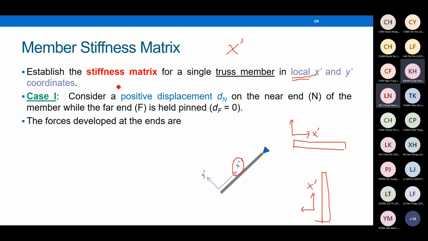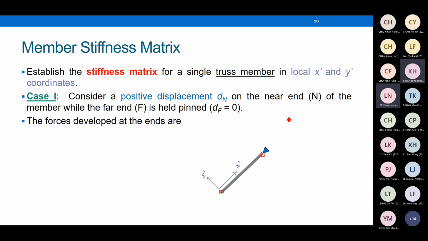How to derive the stiffness matrix? How to derive the equation for a truss member? We would like to apply the principle of superposition. We use superposition. We break down the problem into two cases. Case one, we have one truss member here, right? One truss member, we have two nodes, one on the right, one on the left.